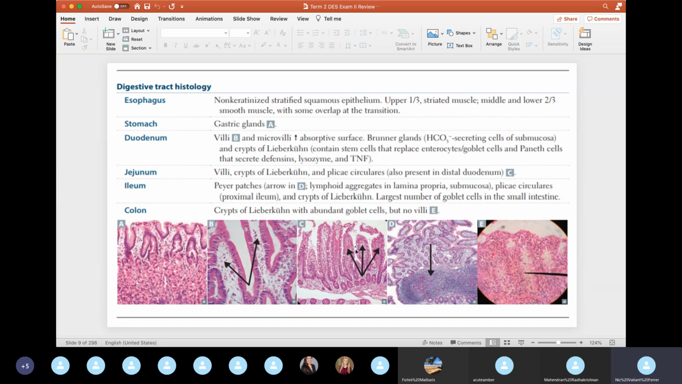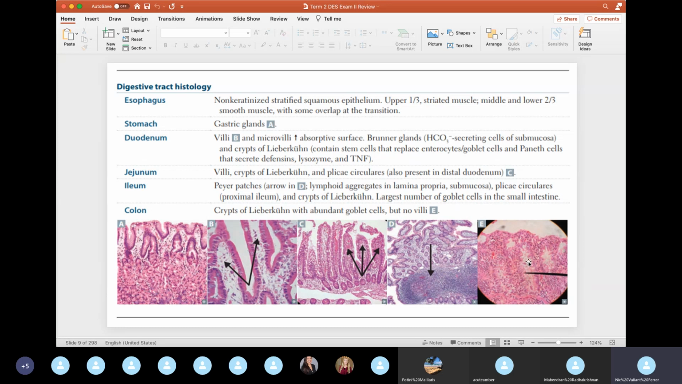Let's look at C. C is the jejunum. We have villi, we have also the crypts of Lieberkühn, and we also have the plicae circulares. And D, don't forget, if you see Peyer's patches, if you see lymphoid aggregates in your lamina propria and the submucosa, think about your ileum. This part of the GI tract has the largest number of your goblet cells.